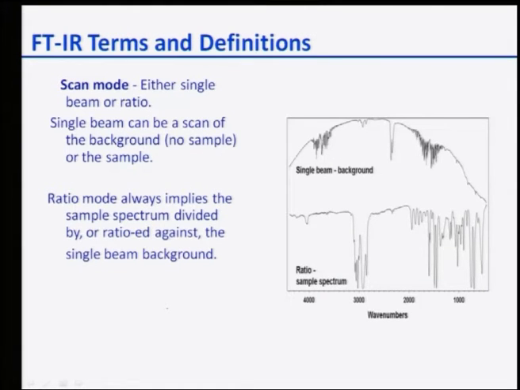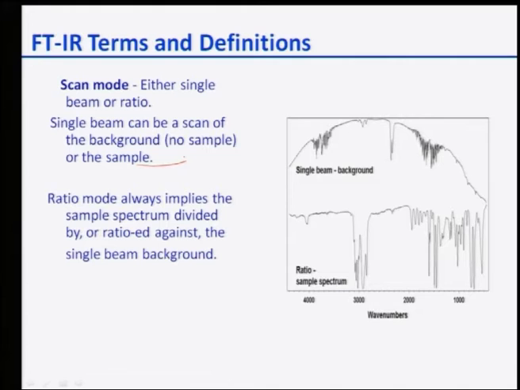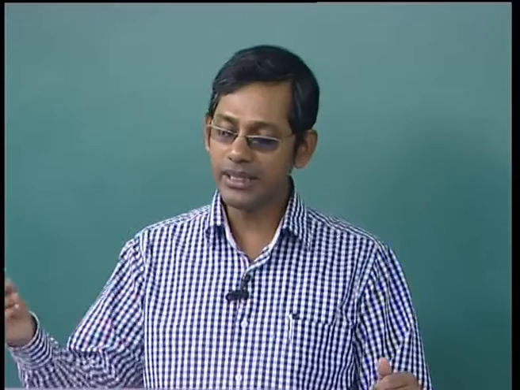Let me give you some other important information about the single beam and the ratio sample spectrum. Scan mode can be either single beam or ratio. Single beam may be a scan of the background with no sample, or with a sample. You just put a sample or no sample and then collect, and that is called single beam. Ratio mode means that the sample spectrum is ratioed against the background. You have a background and a sample, then you take the ratio of the sample to the background and then plot.